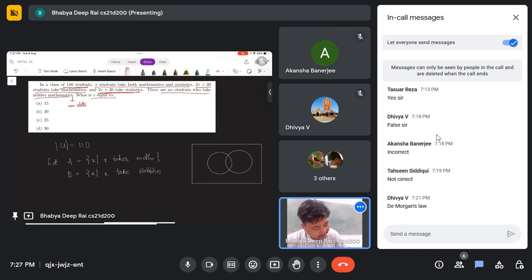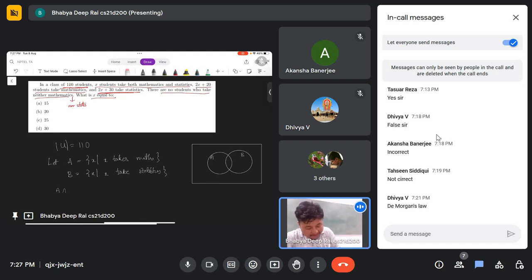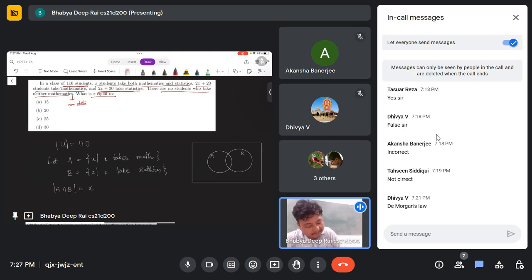Okay, this is A, this is B. Some students take maths, some students take only statistics, some can take both, right? Now, X students take both mathematics and statistics. The ones that take both mathematics and statistics are these people, right? Which is nothing but the intersection, A intersection B. What is the size according to the question? X students.